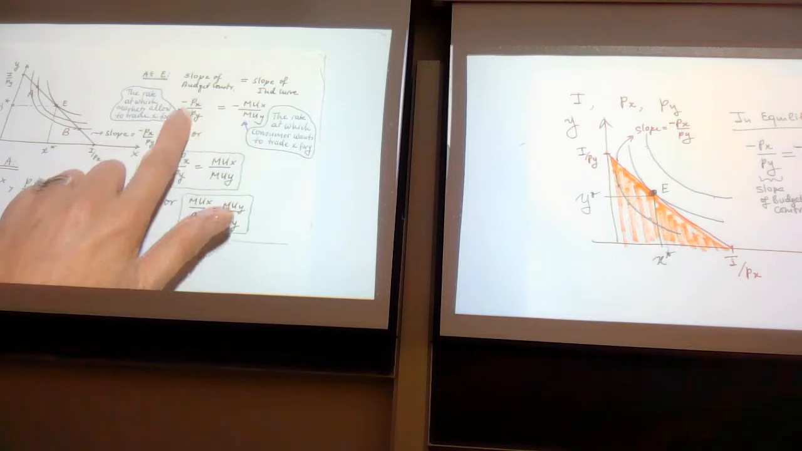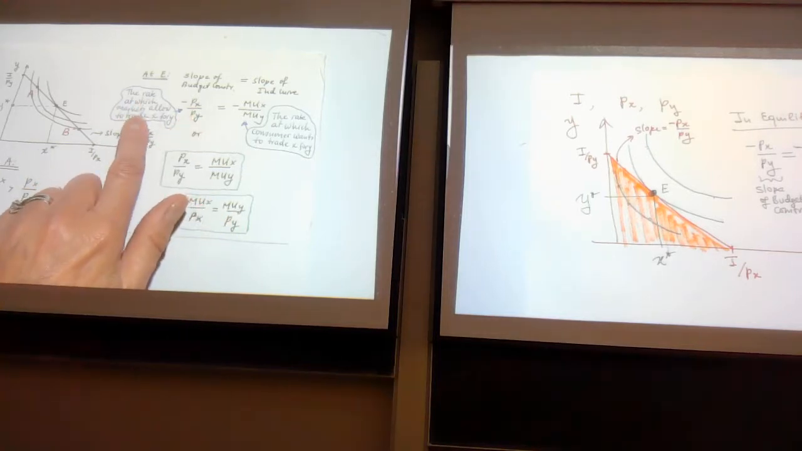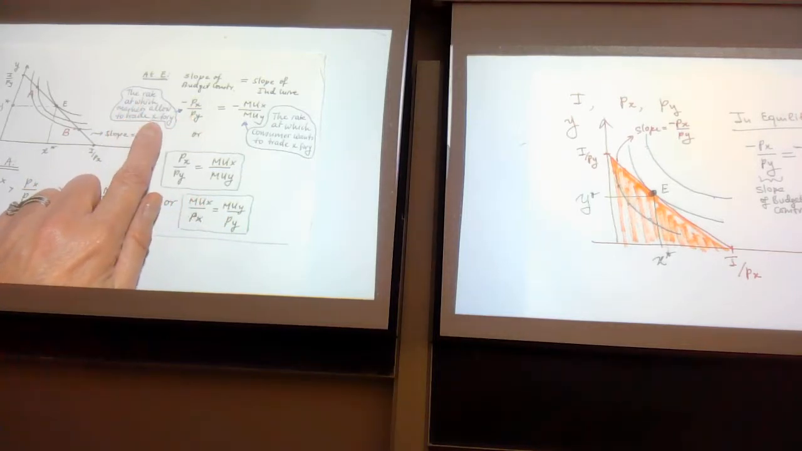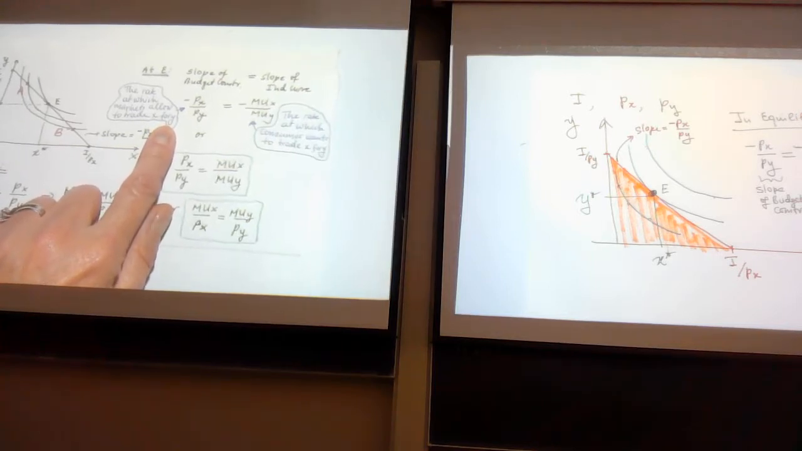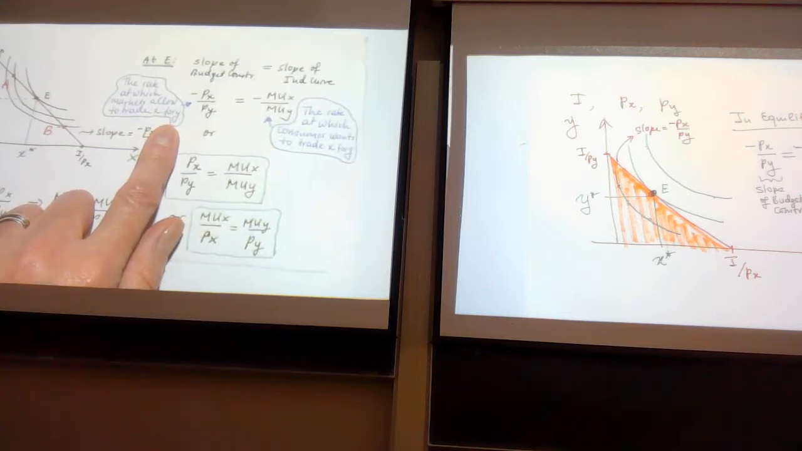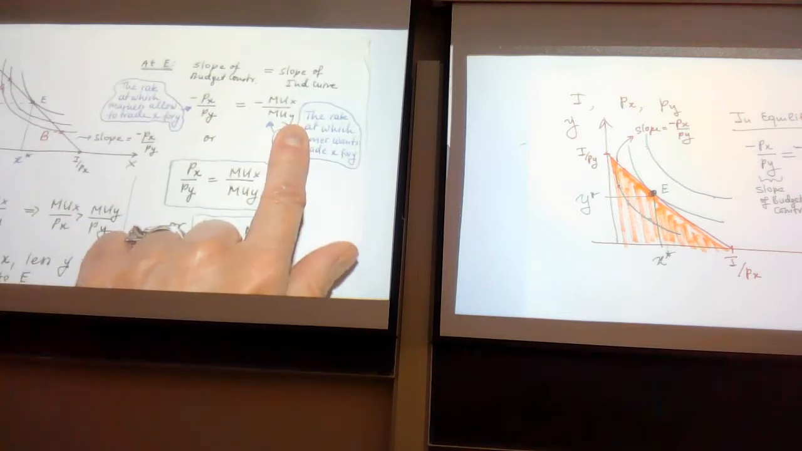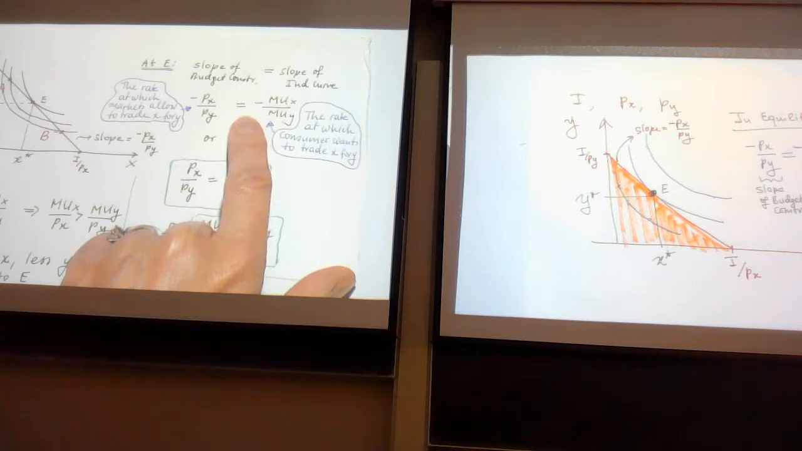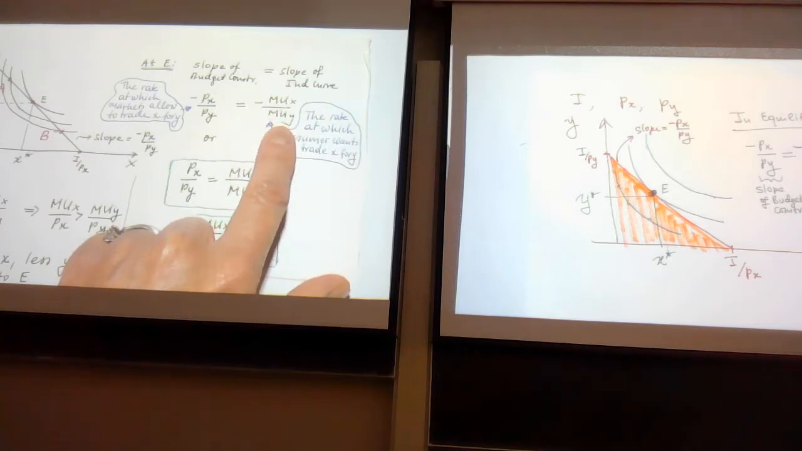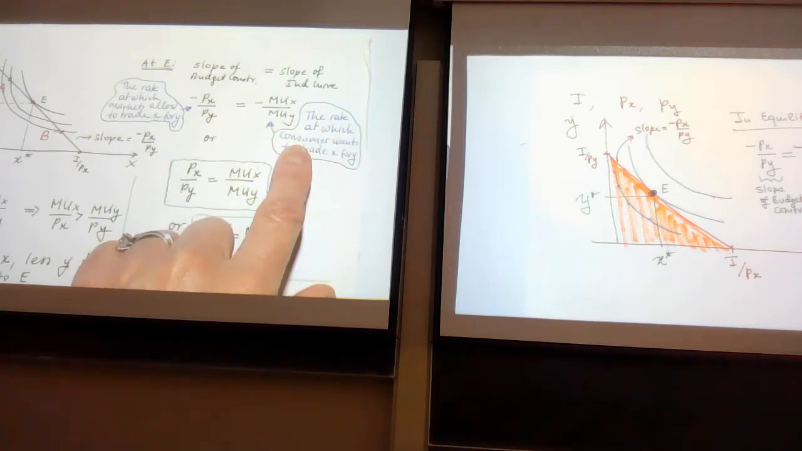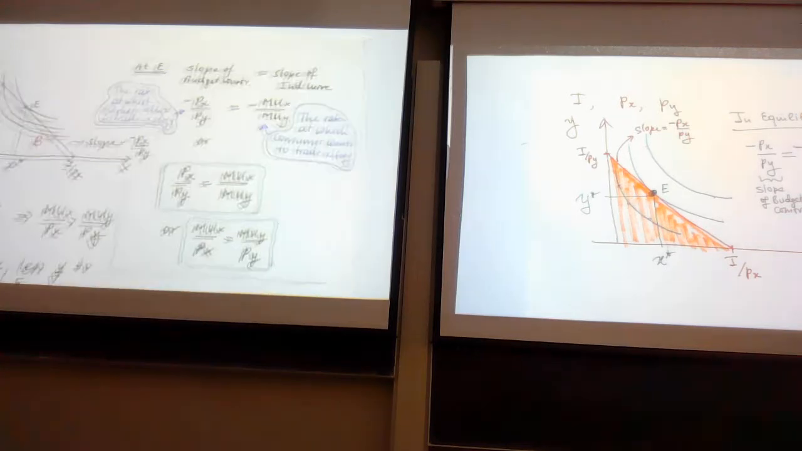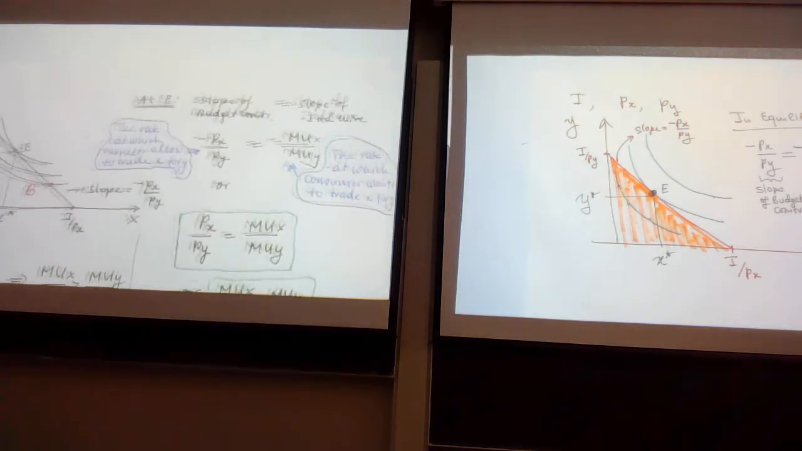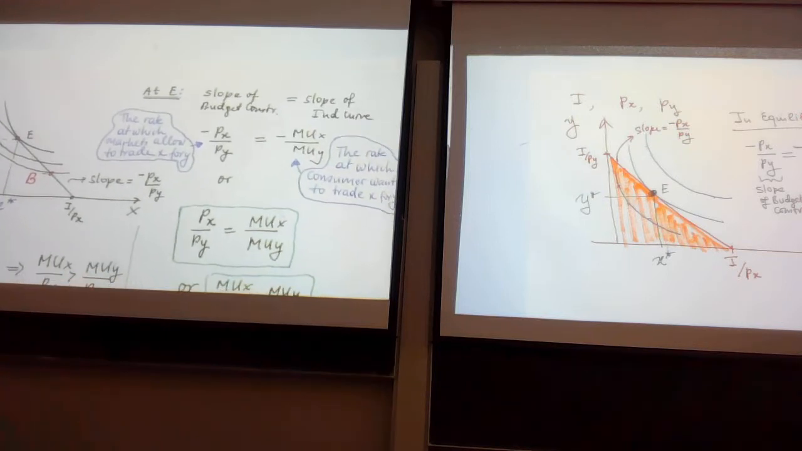What is the slope of the budget constraint? It's the rate at which markets allow you to trade good X for good Y. The relative prices are how the markets allow you to trade the two goods. And the marginal rate of substitution, or minus marginal utility of good X over good Y, is the rate at which the consumer wants to trade good X for good Y. Okay? So that's what we're talking about.